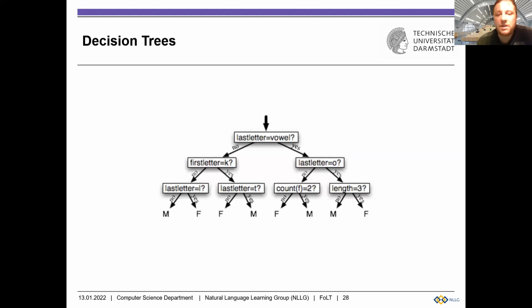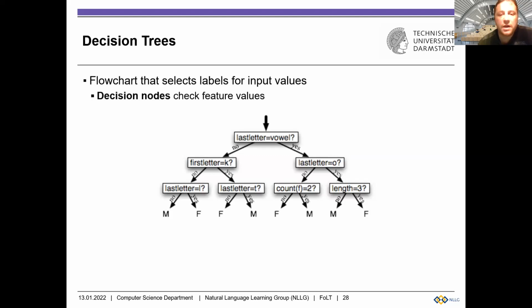So what's a decision tree? Basically, this is a tree where we want to classify an input. An input could be a sentence or a string, and we go through the tree, and at each node in the tree, we're going to make a decision. This could, for example, be a binary decision depending on certain feature values.